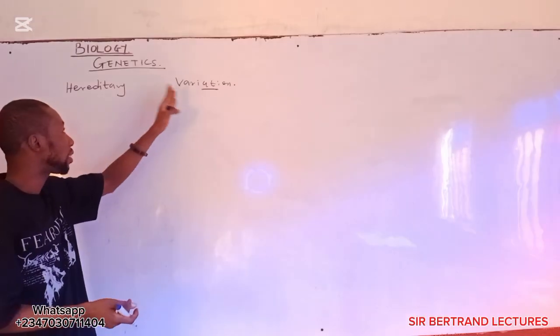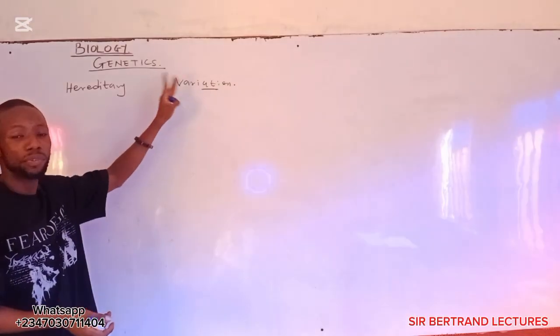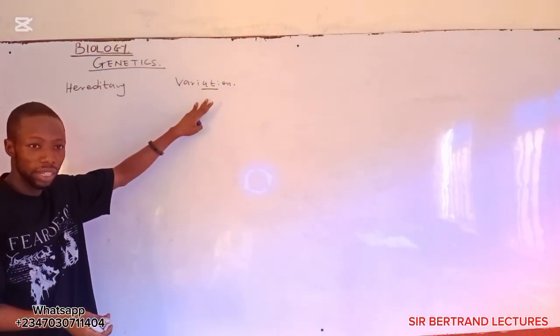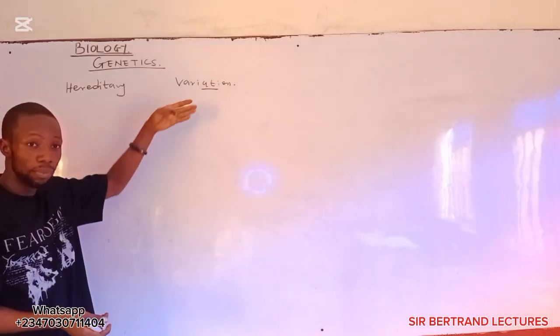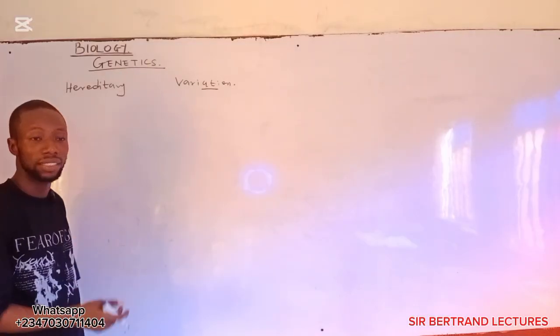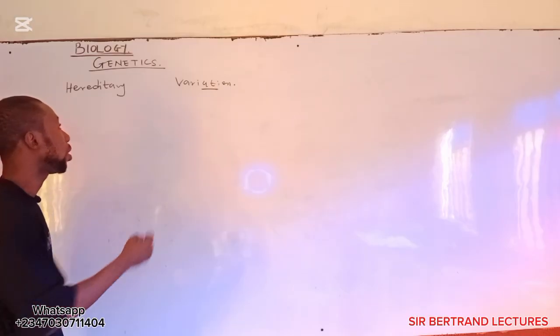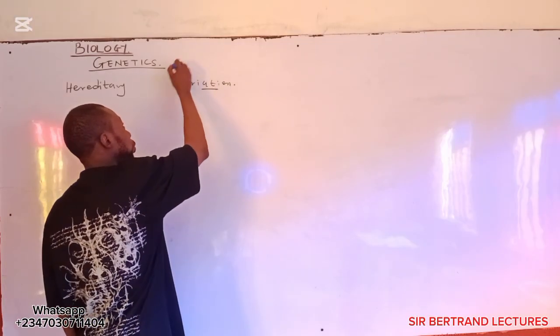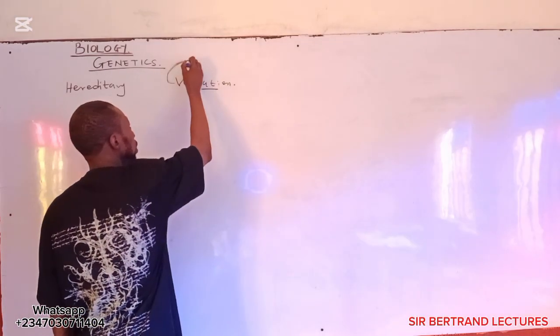What types of variation do we have? We have genetic variations. We equally have environmental variation, and this is also studied in genetics. Now, what causes variation in biology?